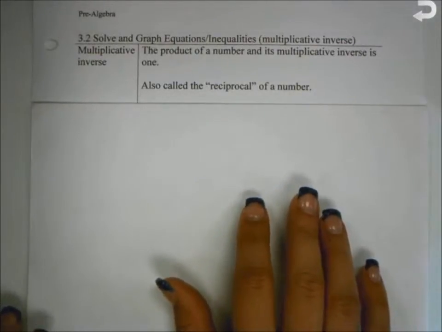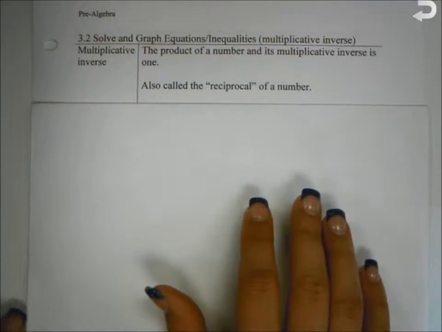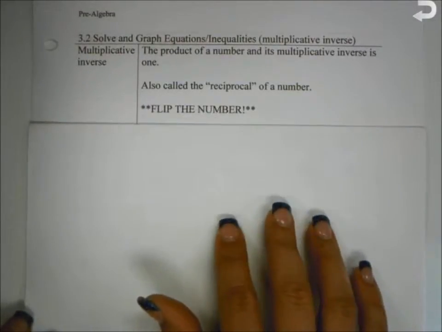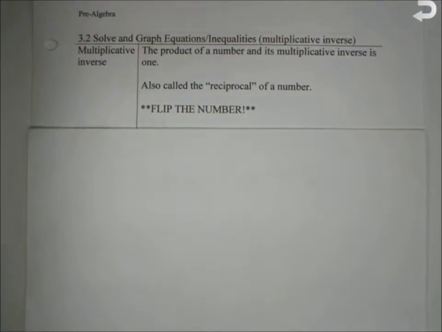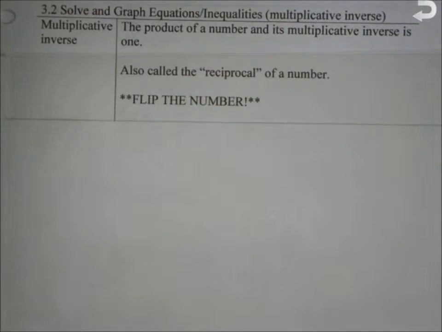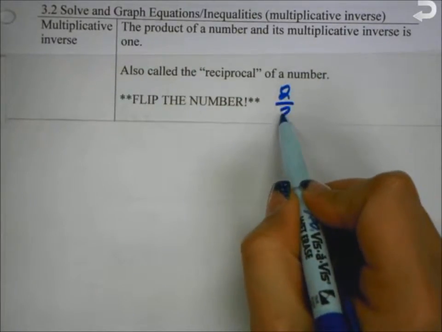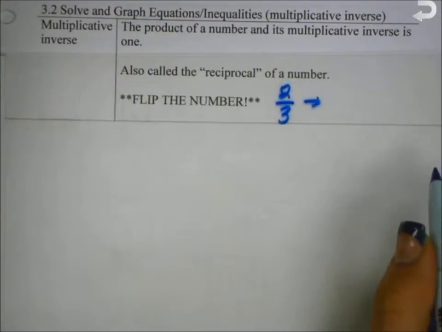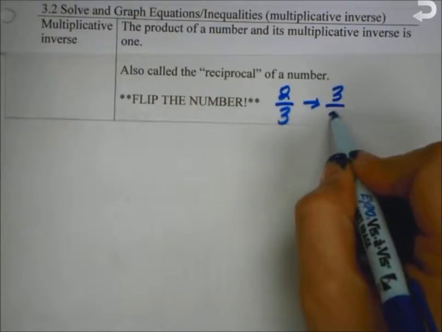Additive inverse was the same as what? What did we call it? Opposite. Okay, how do we find the reciprocal? We just flip the number. Okay, so let's think about this for a second. If I give you a number like 2/3, what would be the reciprocal of that? Good, 3/2. We just flip it.